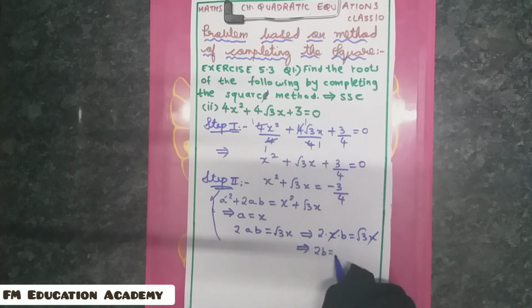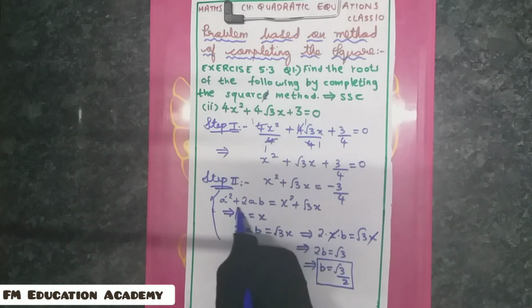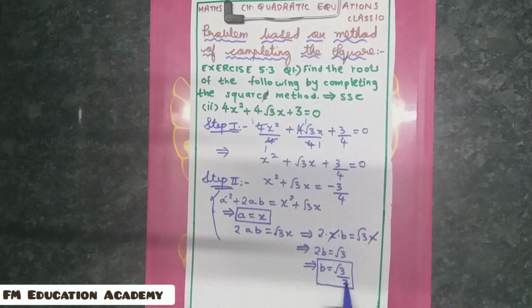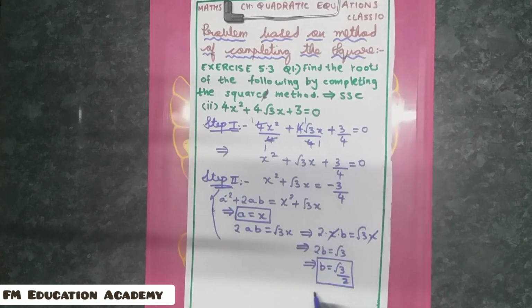2b is equal to root 3, or b is equal to root 3 by 2. So what is the value of b I got? I got the value of b as root 3 by 2. What b is it? It is the b of the algebraic identity, and the a value I got as x. But I don't want b, I want b square. How to find out b square? Simply square root 3 by 2. So b square is root 3 by 2 whole square.